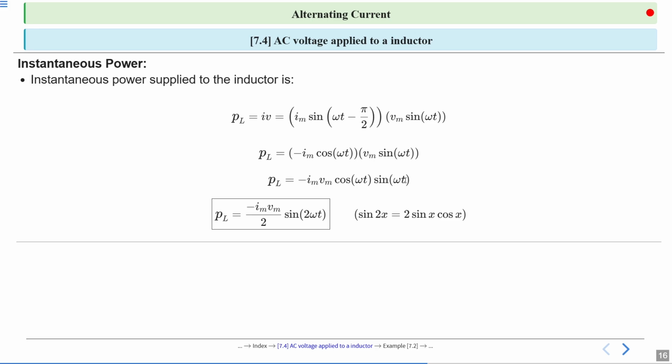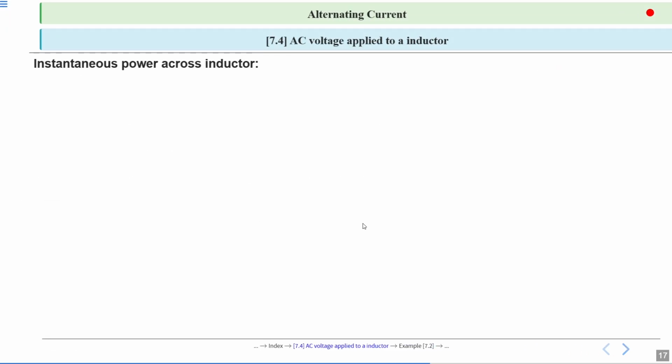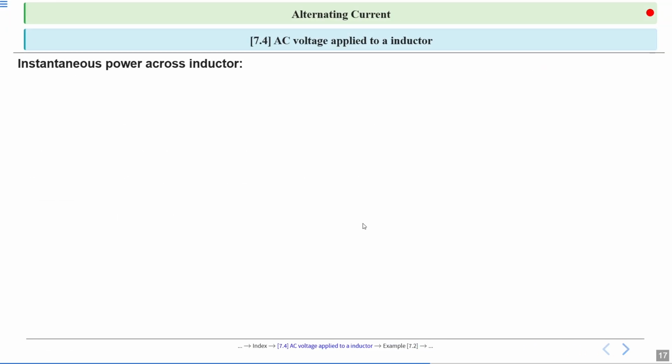So we will multiply this expression by 2 and divide by 2. So it will become 2 sin omega t cos omega t, which will become sin 2 omega t, divided by 2. So here is the final expression for instantaneous power, that is PL equal to minus Im Vm upon 2 sin 2 omega t. Now we'll take the average of this instantaneous power. So this is the instantaneous power.